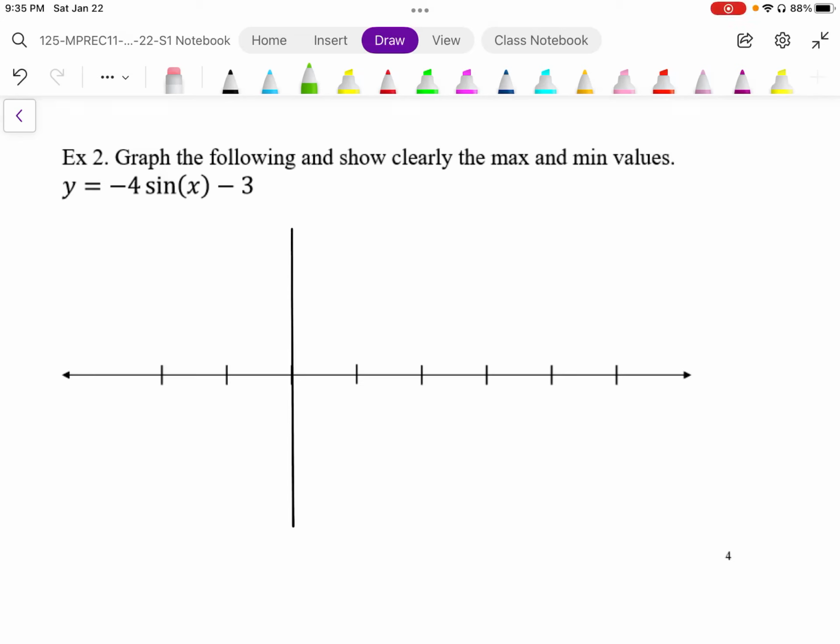So then graphing this, we have a vertical expansion and flip. We also have a vertical shift. It's going to be shifted down 3. So I need to show this.